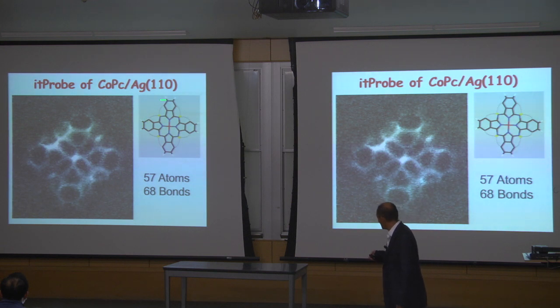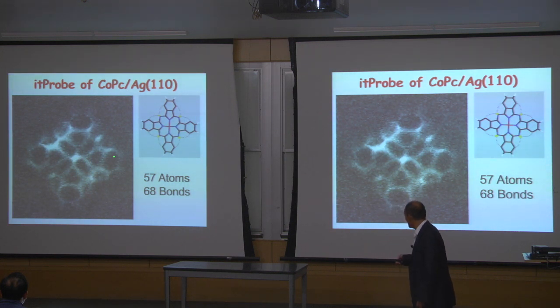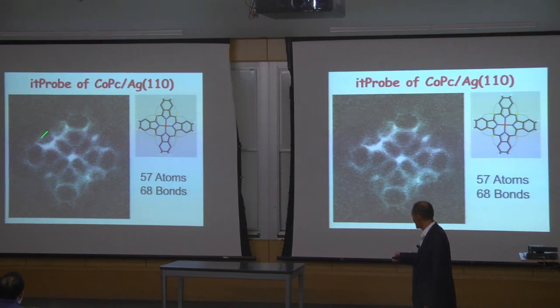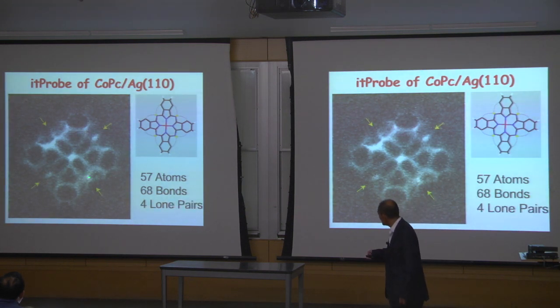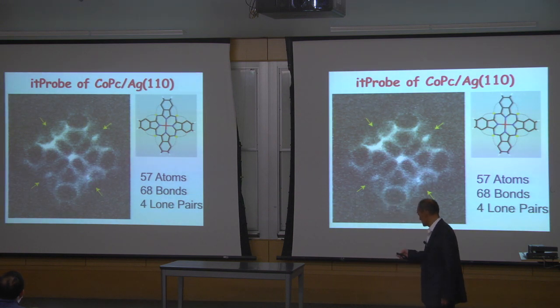So this is the molecule here, the cobalt-thiocyanine, and this is the image monitoring the CO translation vibrational energy intensity at 1.7 millivolt. The bright features in this image correspond to all the bonds in this molecule, and every atom in this molecule can be imaged. There are 57 atoms and 68 bonds, and if you count, you can locate every atom in this image. You can also image these bright features that correspond to the lone pair of electrons attached to the nitrogen atoms in these 4 positions.